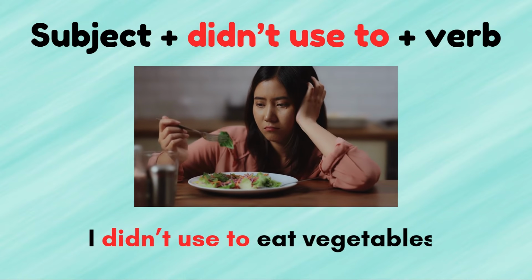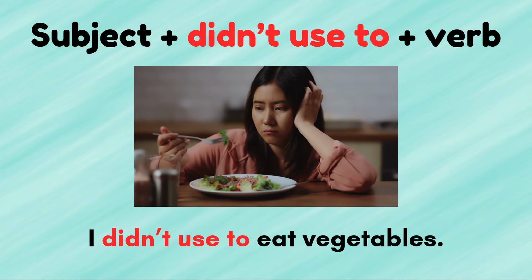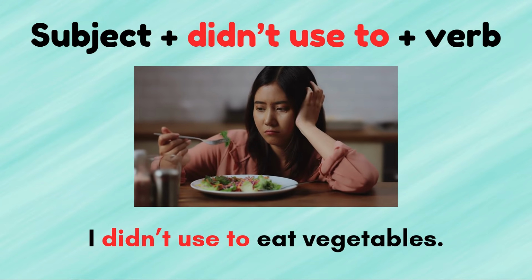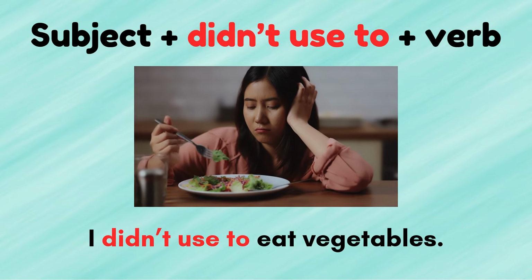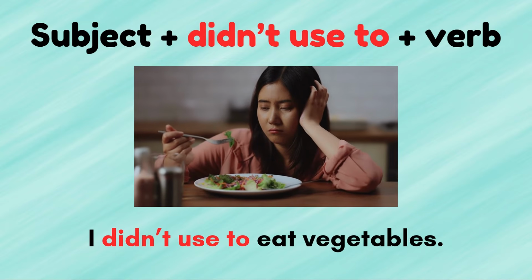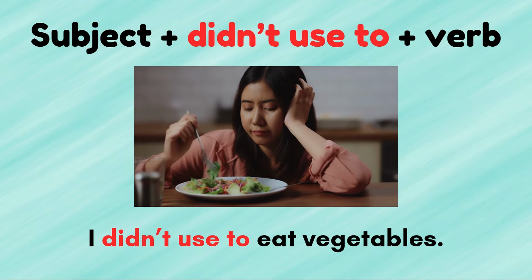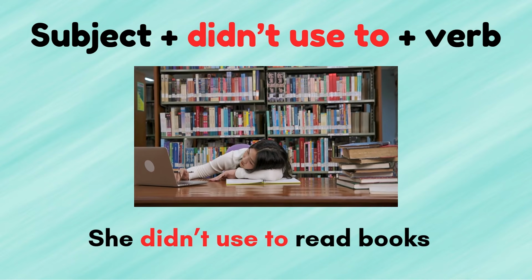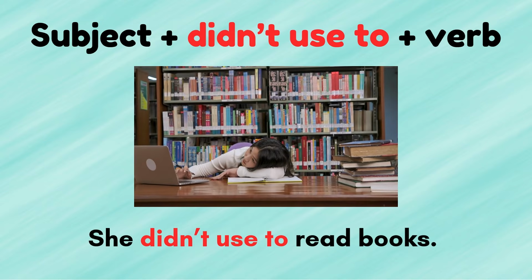Making sentences with didn't used to is easy. The structure is just like used to, but we add didn't before used to. Let's try. I didn't used to eat vegetables. How about she didn't used to read books?